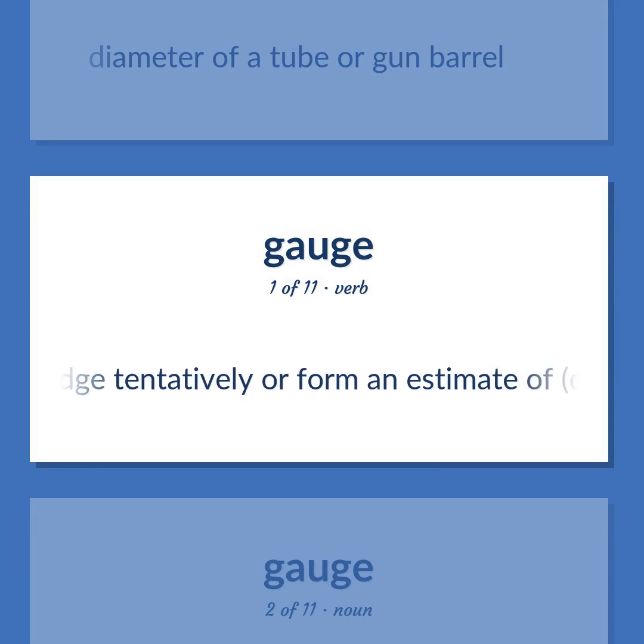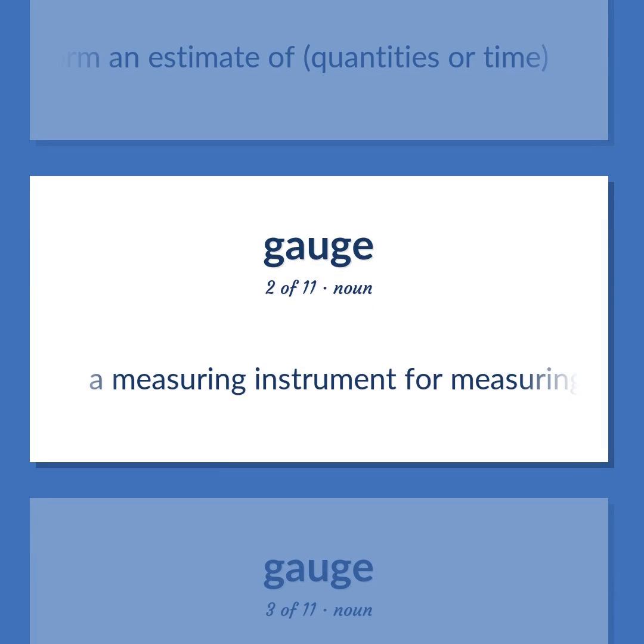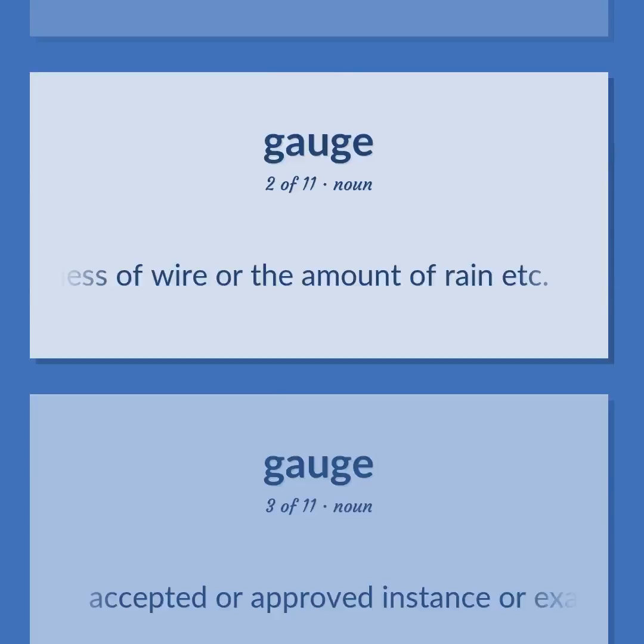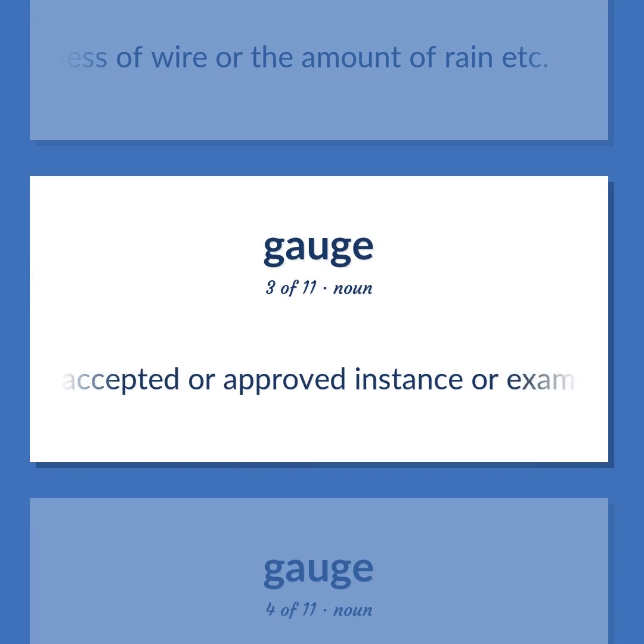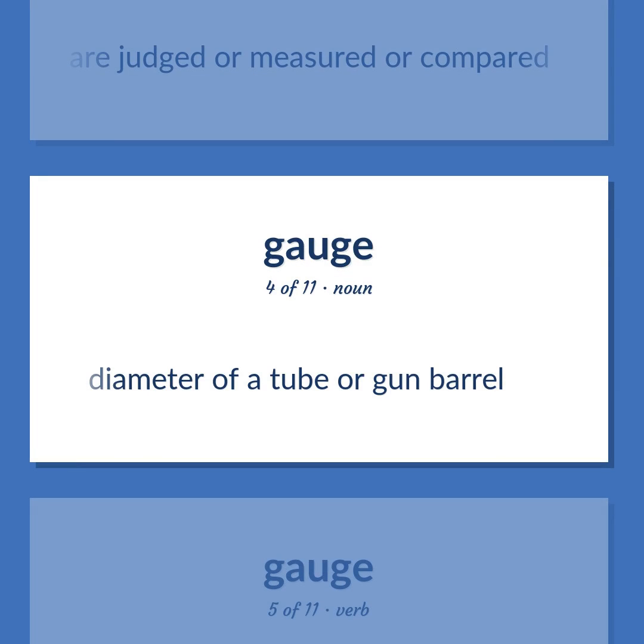Judge tentatively or form an estimate of quantities or time. A measuring instrument for measuring and indicating a quantity such as the thickness of wire or the amount of rain, etc. Accepted or approved instance or example of a quantity or quality against which others are judged or measured or compared. Diameter of a tube or gun barrel.